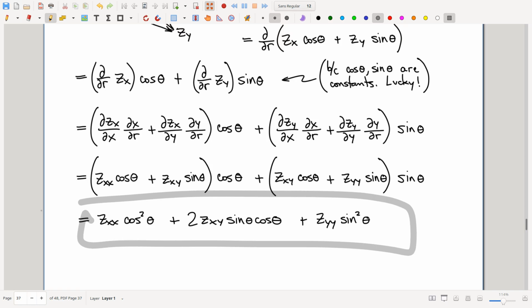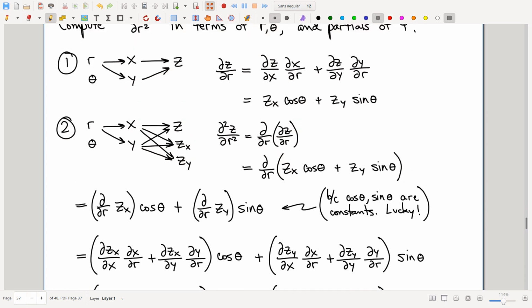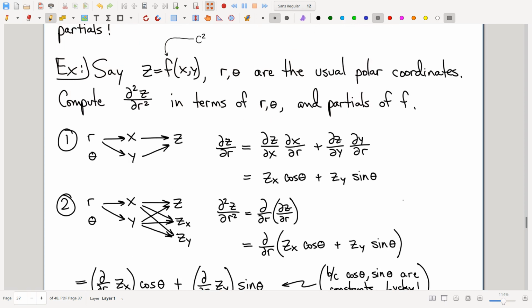Okay. Now let's address the question of why we would ever care about such a thing. Why is it interesting to want to take second partials with respect to polar coordinates? And I have an example on the next page here.